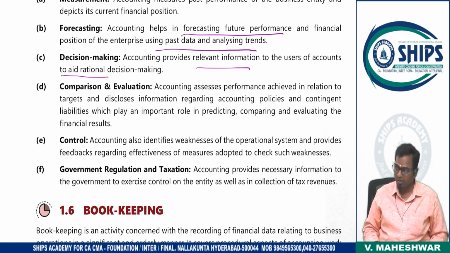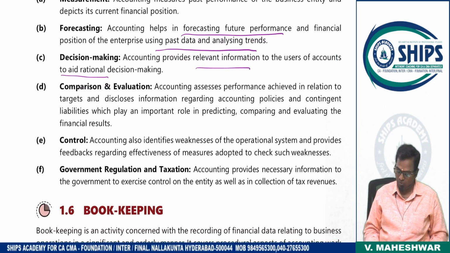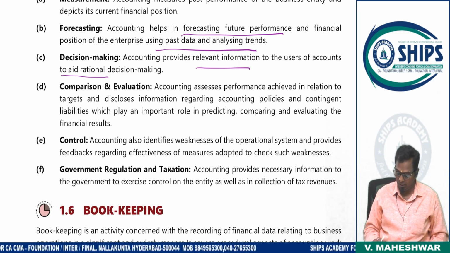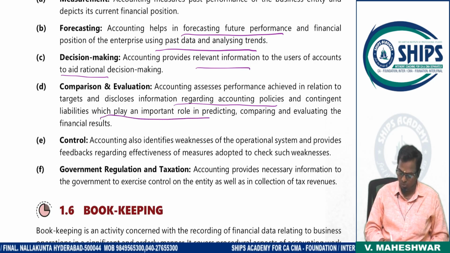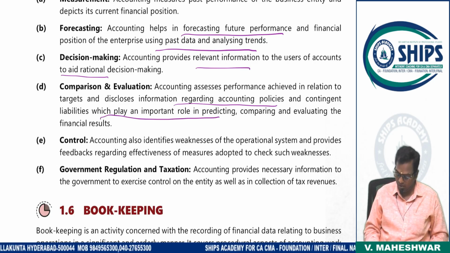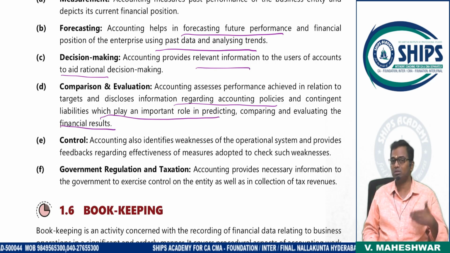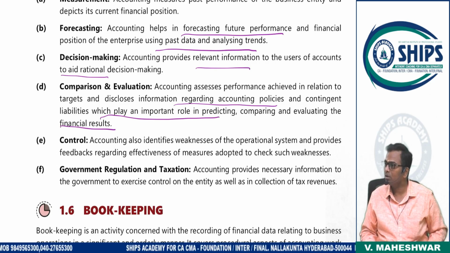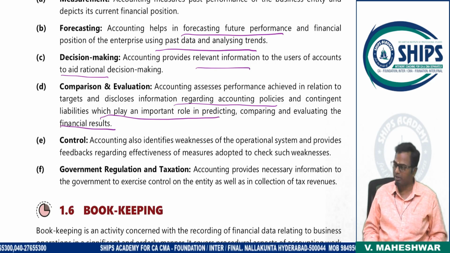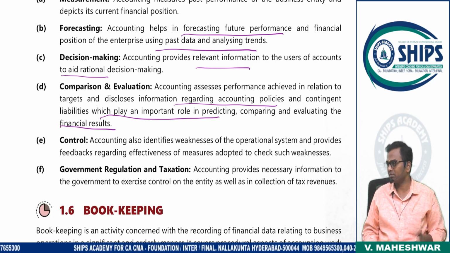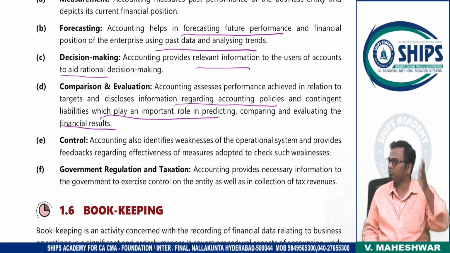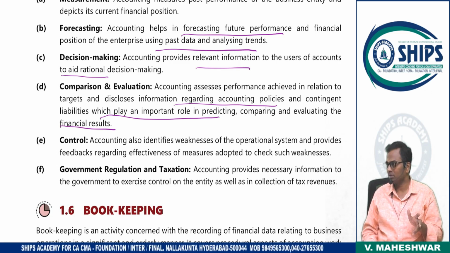Then comparison and evaluation. Accounting assesses performance achieved in relation to target and discloses information regarding accounting policies and contingent liabilities, which play an important role in predicting, comparing and evaluating the financial result. Meaning, how many creditors are there outside in the market. With the help of that, we can easily predict it. Comparing and evaluating: how many assets are there? How many liabilities are there? We are comparing, isn't it?